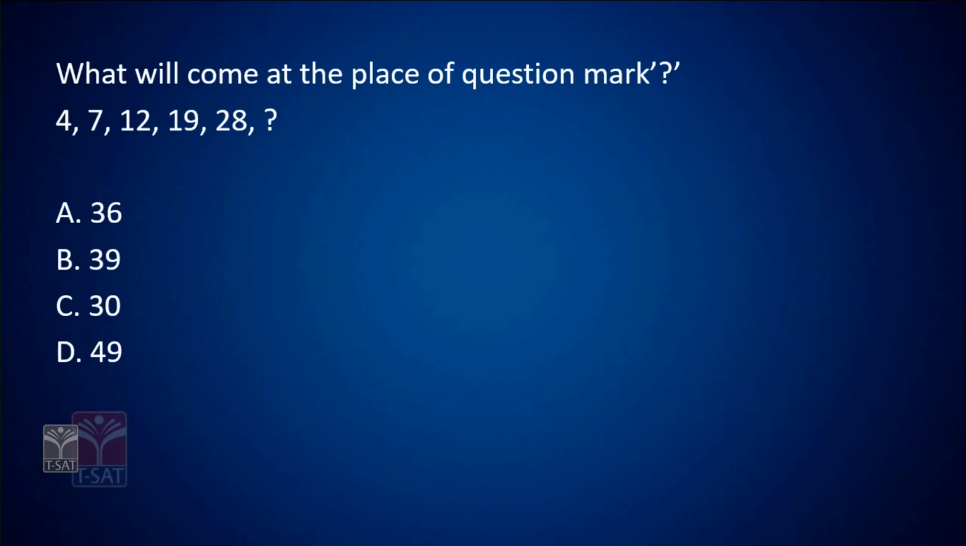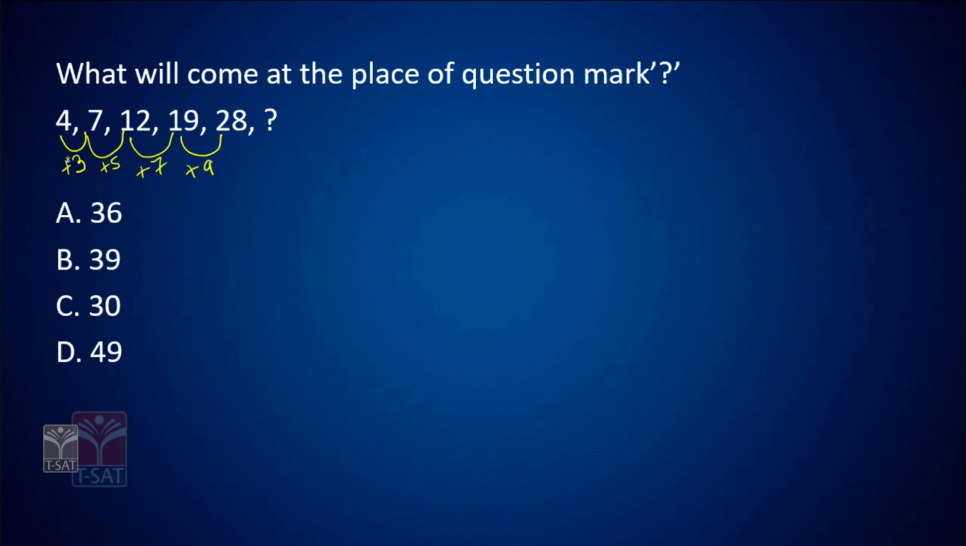What will come at the place of the question mark? Here we have a series of numbers 4, 7, 12, 19, 28, and the last one is a question mark. So let's see the pattern here. From 4 to 7 we have plus 3. From 7 to 12 we have plus 5. From 12 to 19 we have plus 7. And from 19 to 28 we have plus 9.